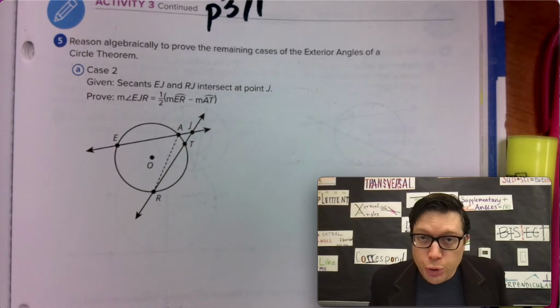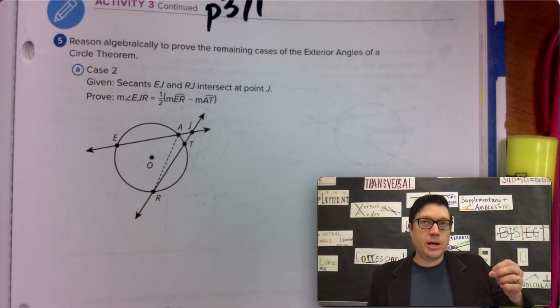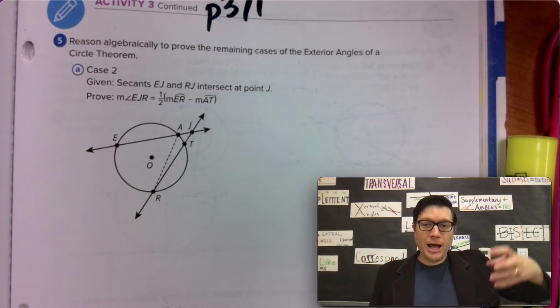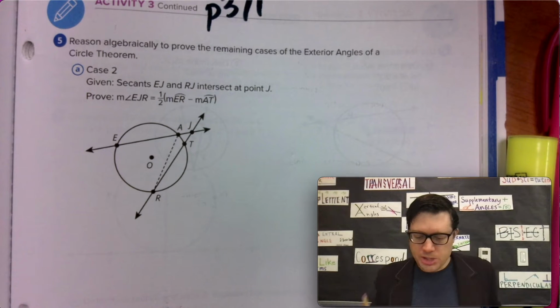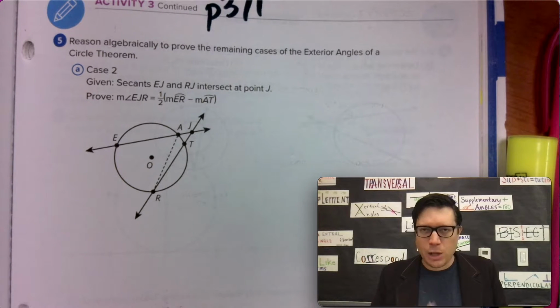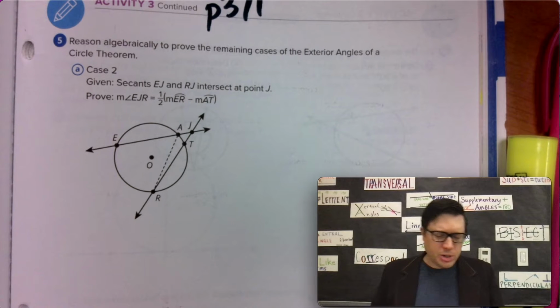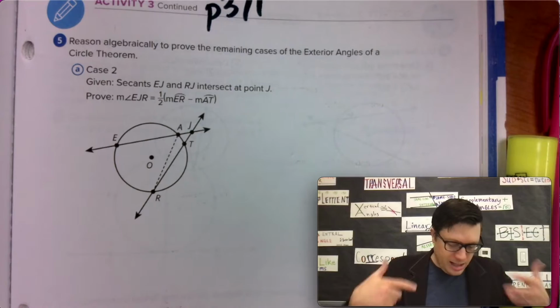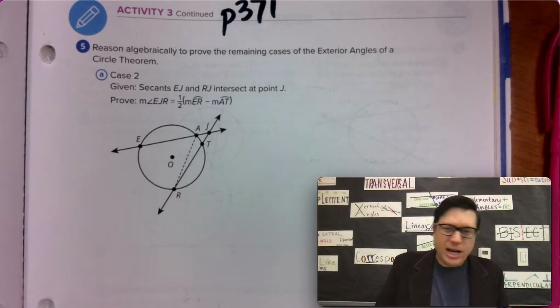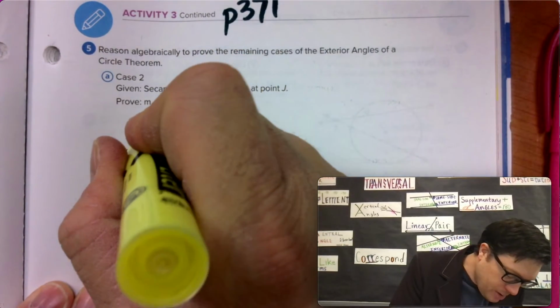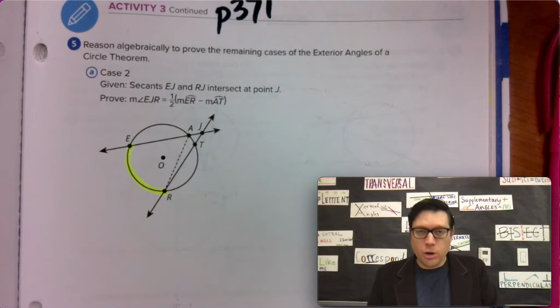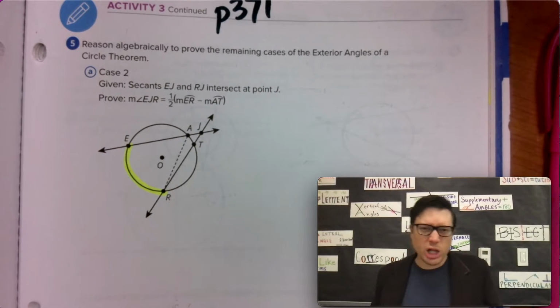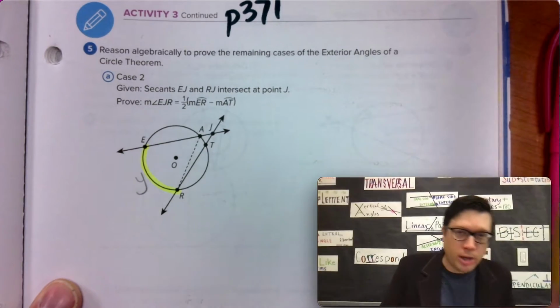Is it still true that one half of the difference of the intercepted arcs is the angle measure of the exterior angle? Let's start with this one. Let's first of all measure the ER intercepted arc. I'm going to highlight it yellow. Let's just call this an unknown amount. Let's call it Y, similar to what we did in case 1.